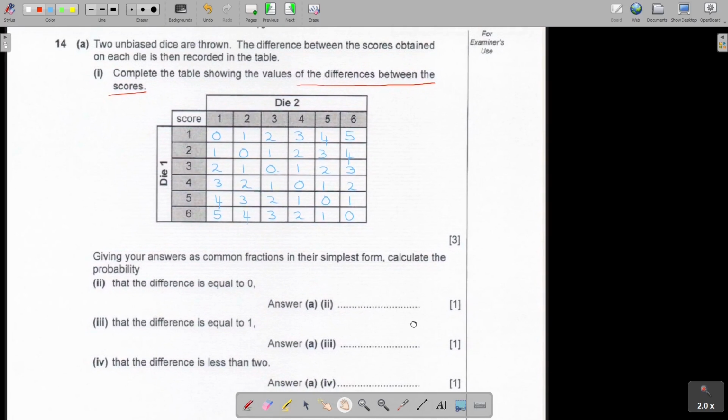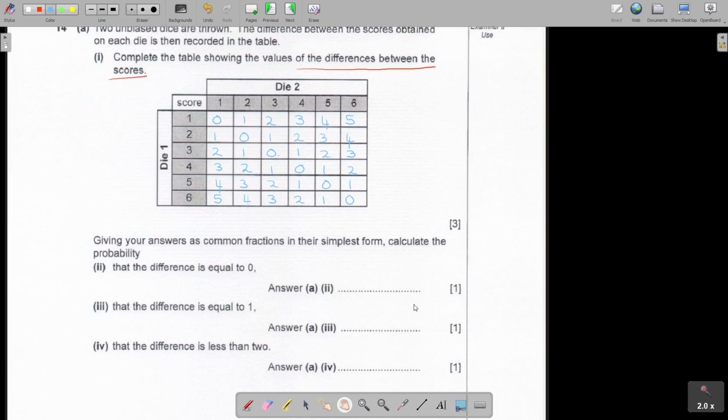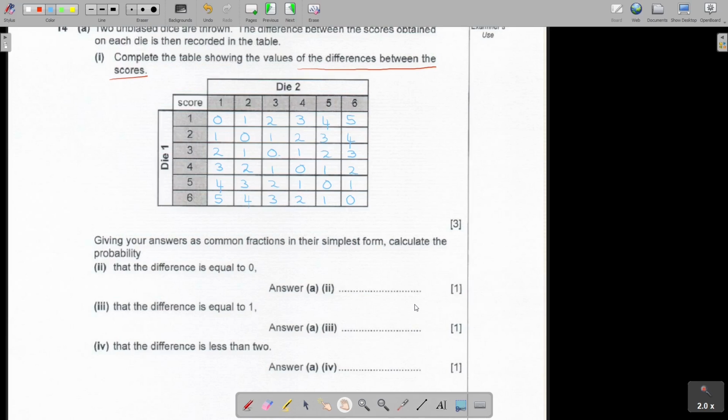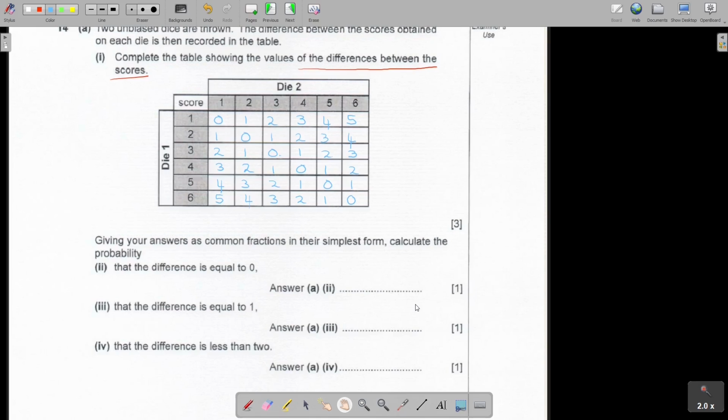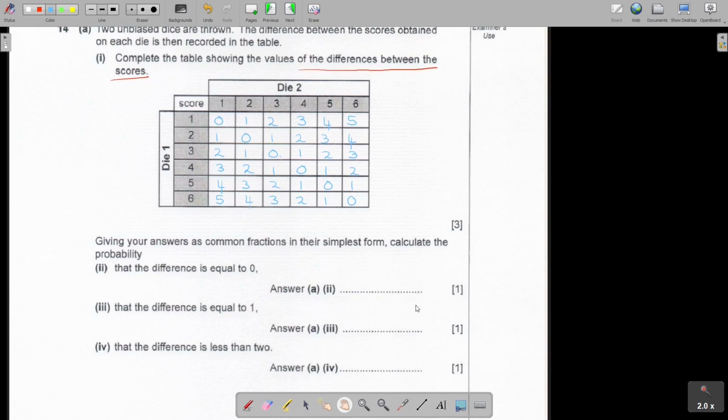Now first they say complete the table. Yes. Give your answer as common fractions. That means a top and a bottom in their simplest form. So they want you to simplify. Usually it's not necessary in probability, but check. If the question specifies it, then do it. Calculate the probability that the difference is equal to 0. So now you can go and say, how many zeros are there? And I like to make a circle. Take a pencil, then you're not going to disturb too much.